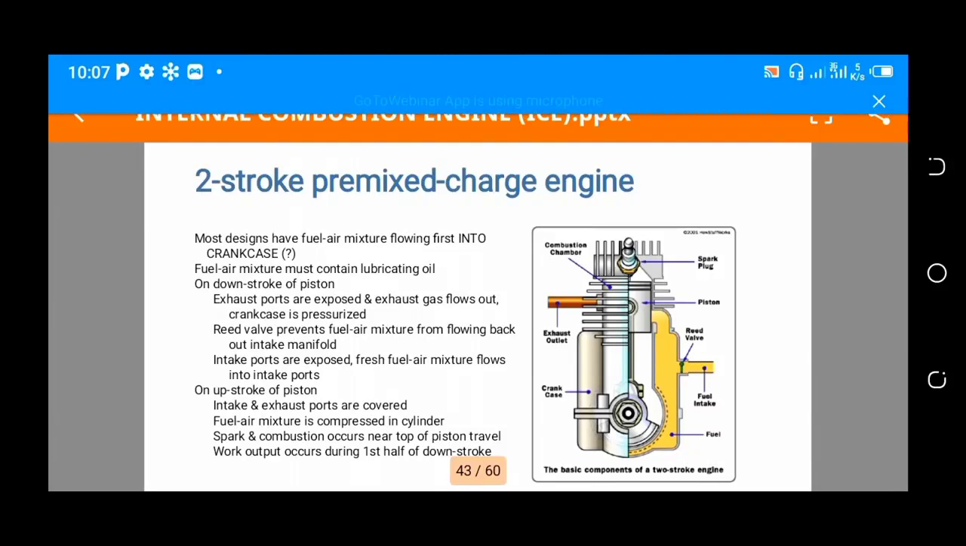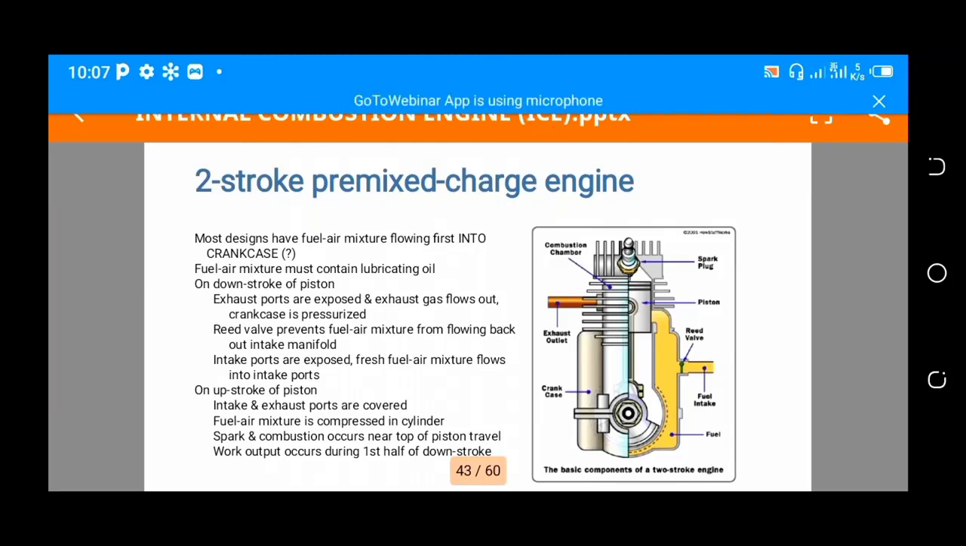Before we talk about this, first of all, let's define the following terms. Induction: what does it mean by induction? What do you mean by compression? What do you mean by expansion? And what do you mean by exhaustion? Those are some of the parameters we need to know before we go further. Then talk about the difference between a two-stroke engine and a four-stroke engine. Very important.